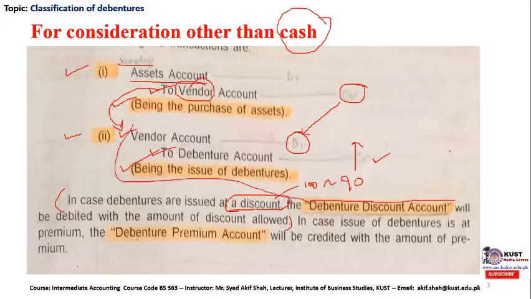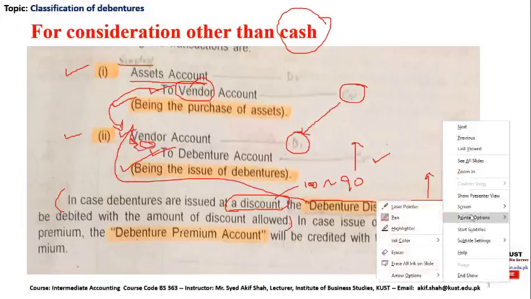So we need to mention this title in the second entry under the vendor account. This will be mentioned over here because ultimately we need to write off the discount, and discount is treated as an expense for the company, which needs to be mentioned in the income statement later on under the expenses. The debit and credit rule explains that an increase in expenses is recorded as debit. So we will write the discount over here if the debentures are issued at a discount.